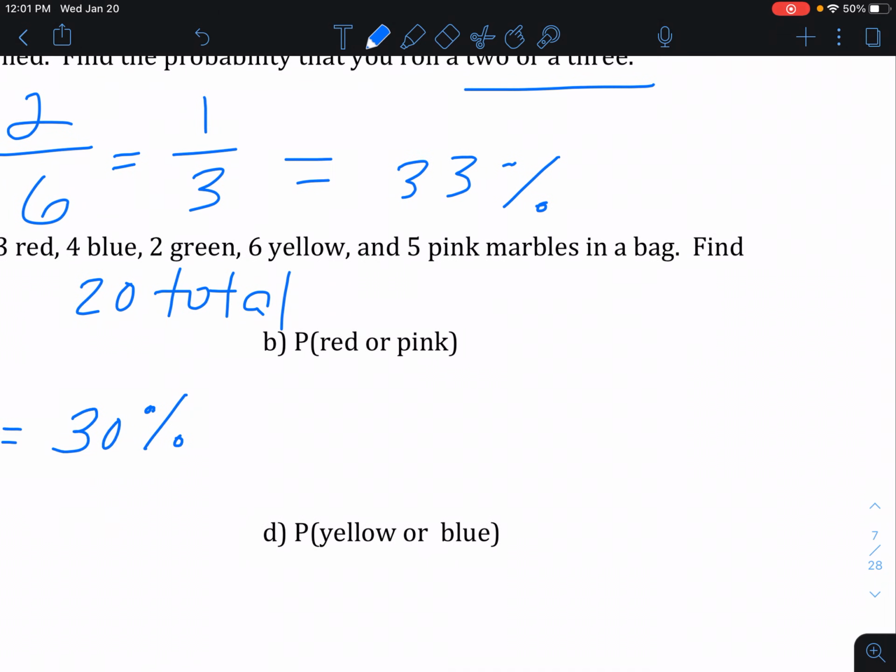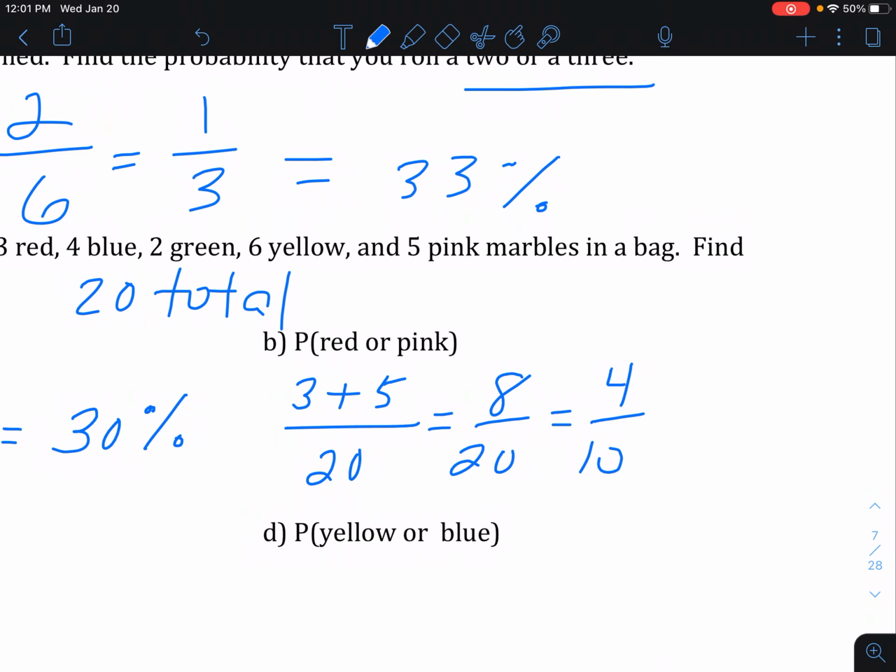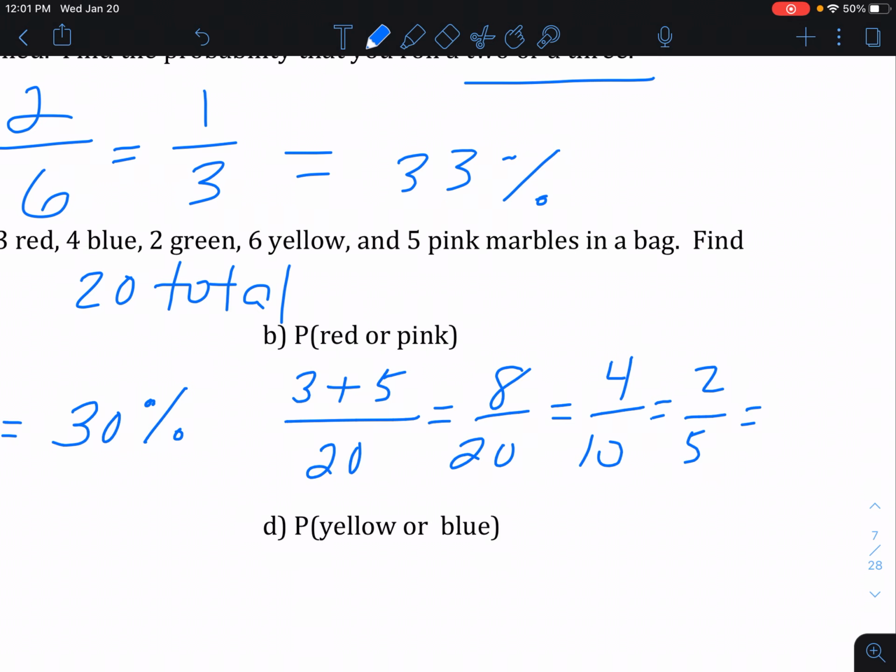Letter B, what's the probability of getting a red or a pink? So again, there's 20 total. So we're looking for reds or pink. We'd be happy with either one. So there's 3 reds plus 5 pink would make 8 things out of 20 of what we're looking to get. So that fraction can reduce. That can be 4/10, which is 2/5. No matter what, we're looking for percent form, so that would be 40%. 4 out of 10 is 40%.